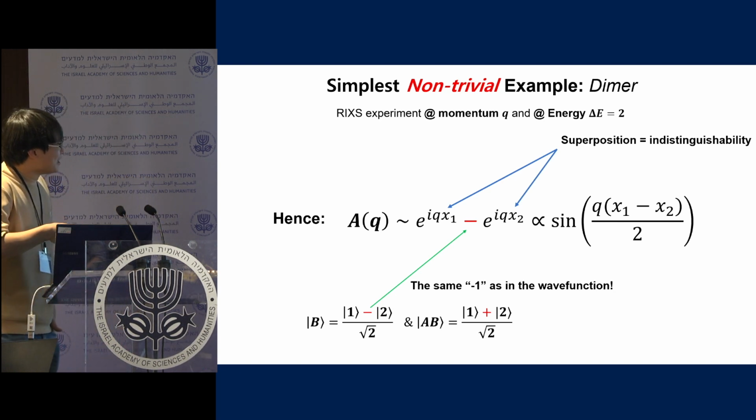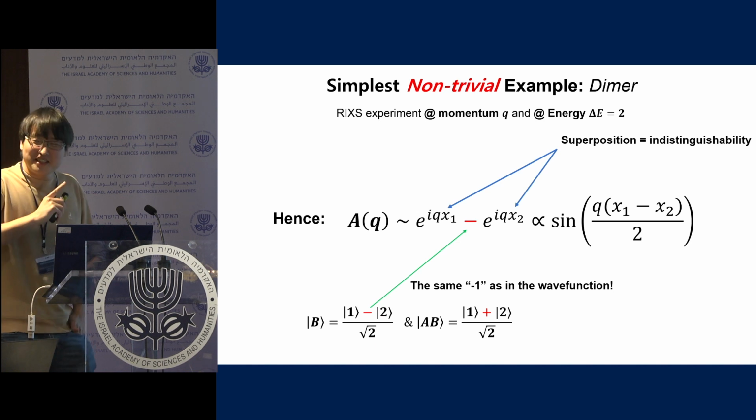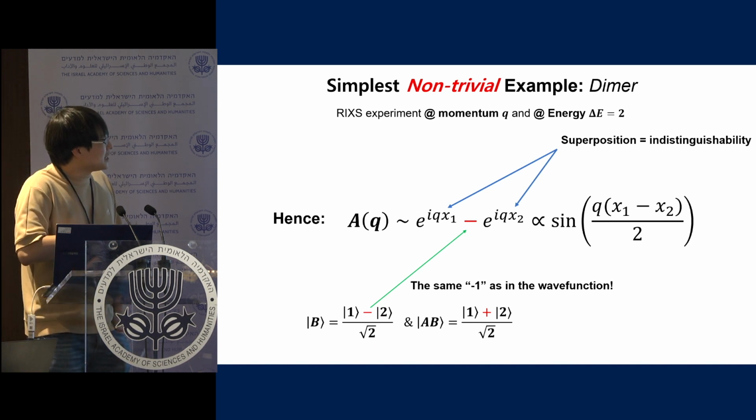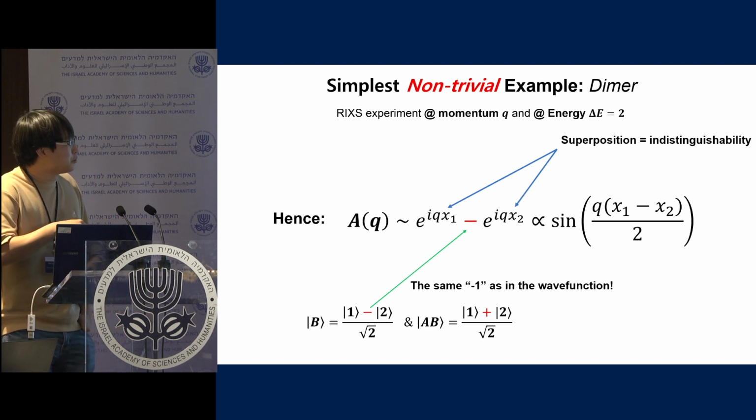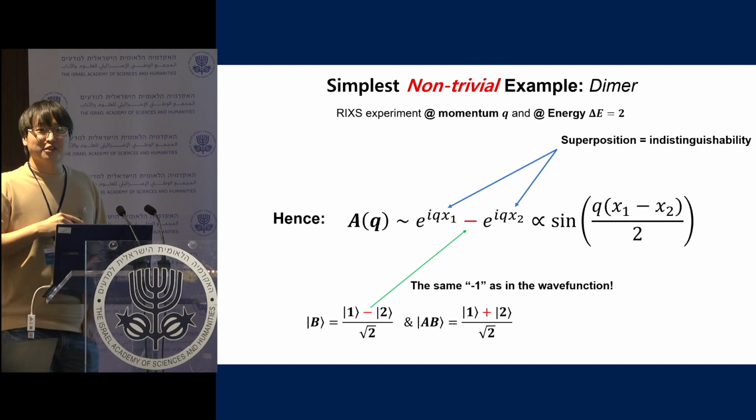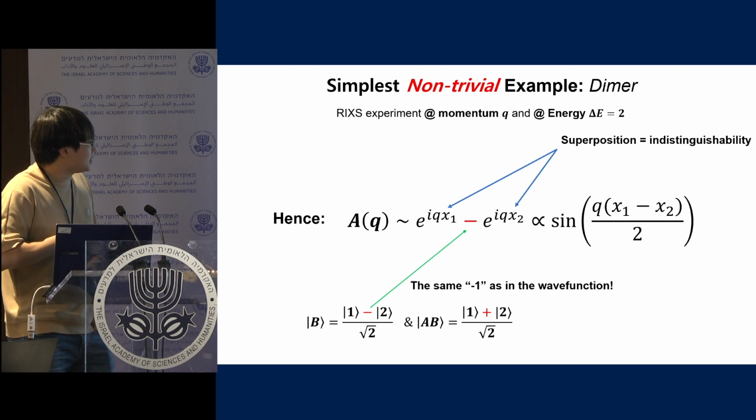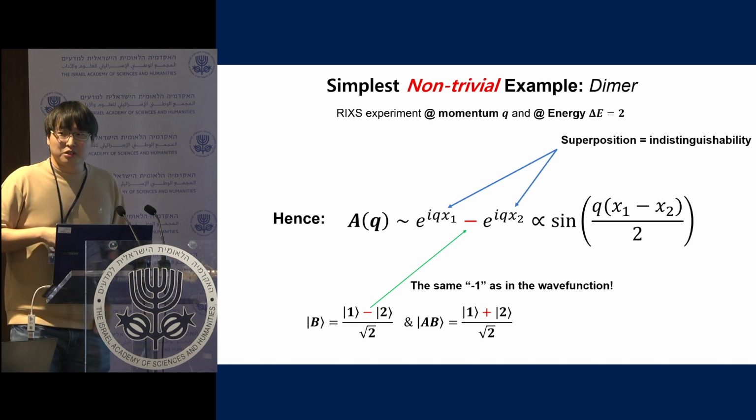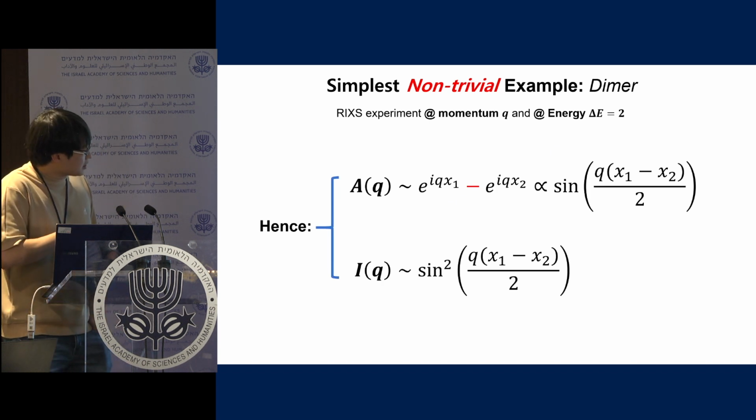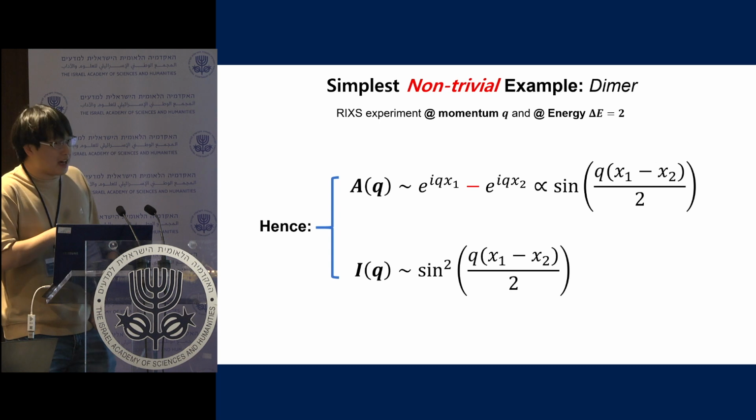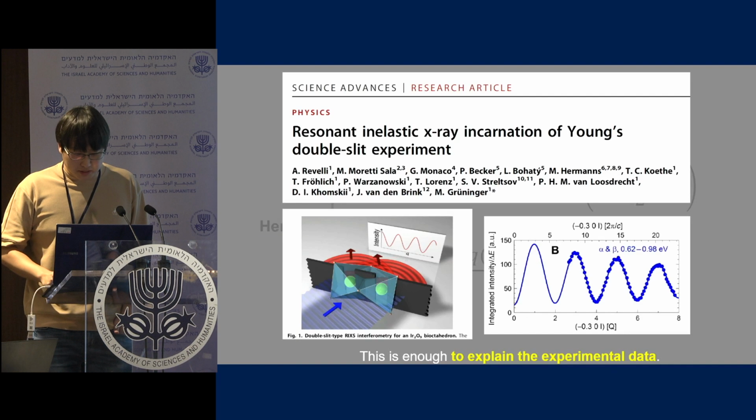So the scattering amplitude in the end comes with e^{iqx1}, the position of the first atom, and e^{iqx2} with the second atom, but with a minus sign. If you do the calculation, the minus sign actually comes from the phase difference between the anti-bonding state and the bonding state. From this simple calculation, you can calculate the intensity, which is just the absolute value squared of the amplitude. So why is it interesting?